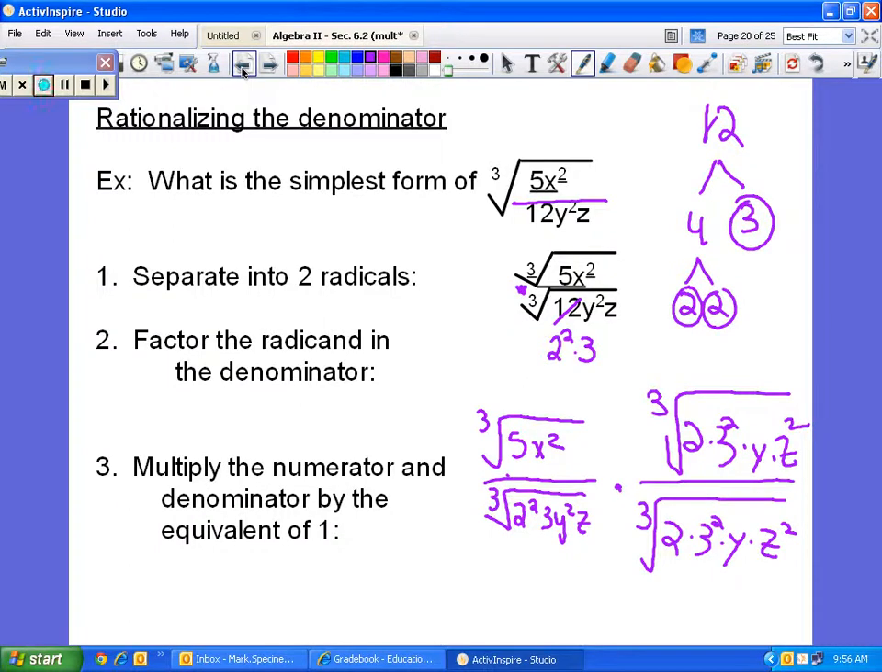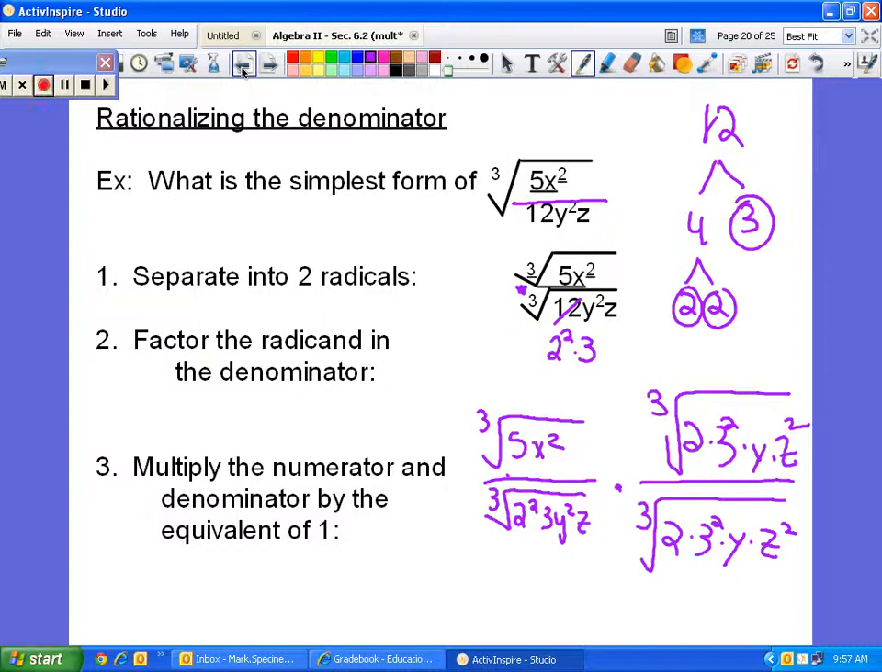I have how many 3's here? 1. If I want, this is like the apples at the supermarket. If I need 3 apples and I have 1 apple, how many apples do I need? 2 more. If I have 2 y's, how many more y's do I need to get 3? 1 more. And then if I have 1 z, how many more z's do I need? I need 2 more z's.